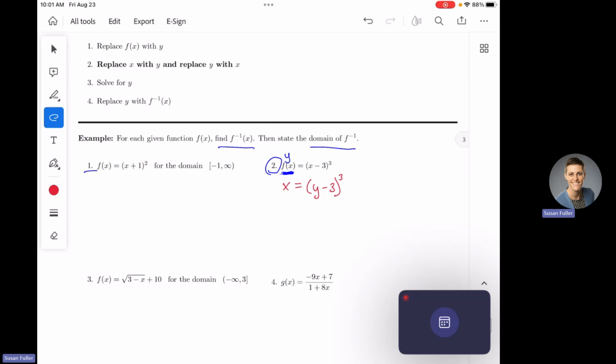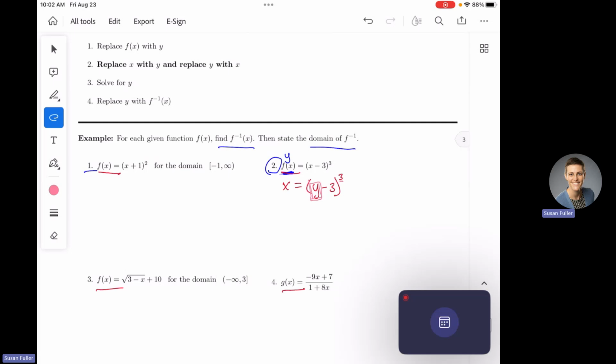But most of the time when we write functions, we write y equals, right? All of these functions that we have here are y equals. That's how we usually write functions. So I want to get y equals on my inverse function. That means we have to solve for y here. So if I want to get this y by itself, what do I have to do first? Well, I have to get rid of this exponent of 3. How do I do that?